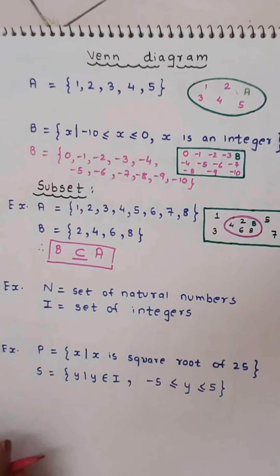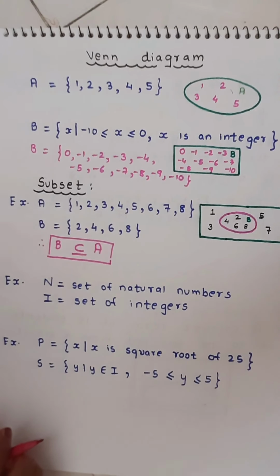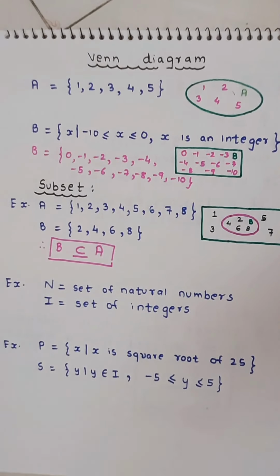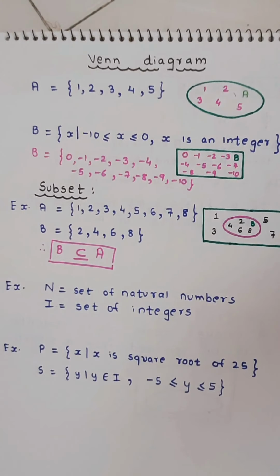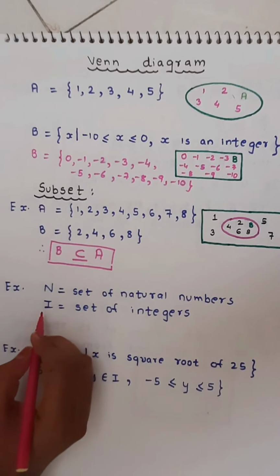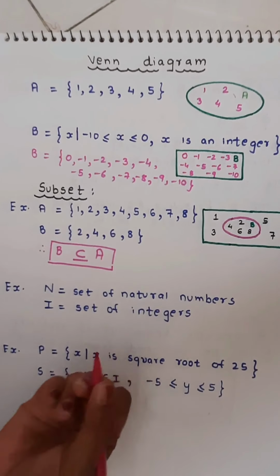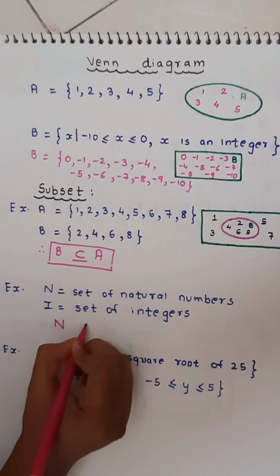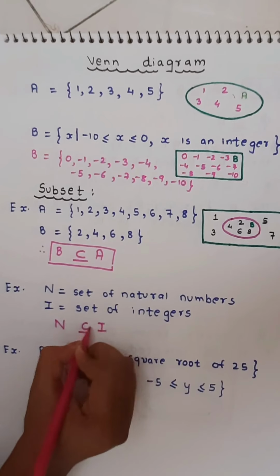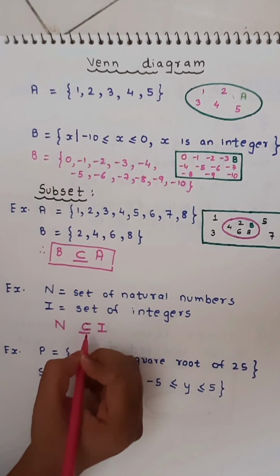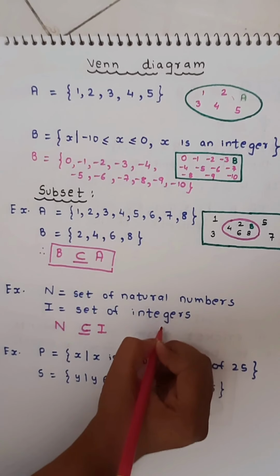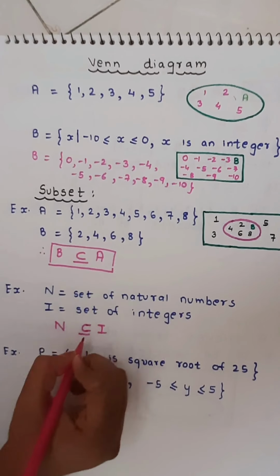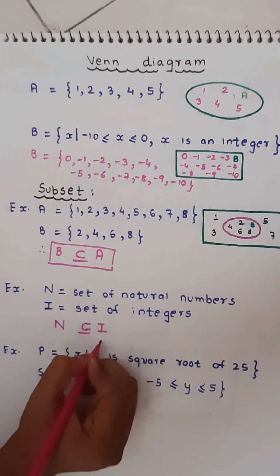Next, let's see an example now. Suppose N is a set of natural numbers and I is a set of integers. So which is a subset of which? Is N a subset of I or I a subset of N? Clearly you can say that N is a subset of I. Reason? Because all natural numbers are integers. So N is a subset of I.